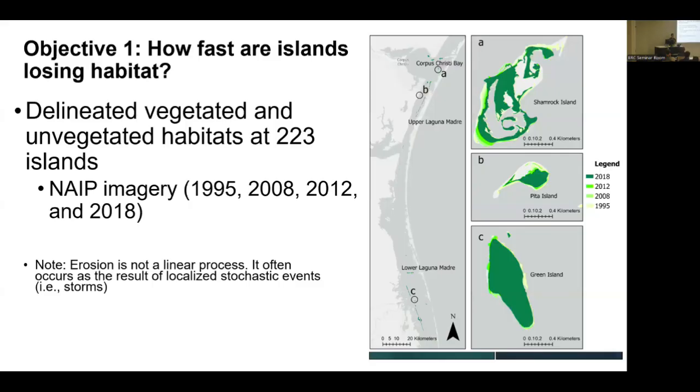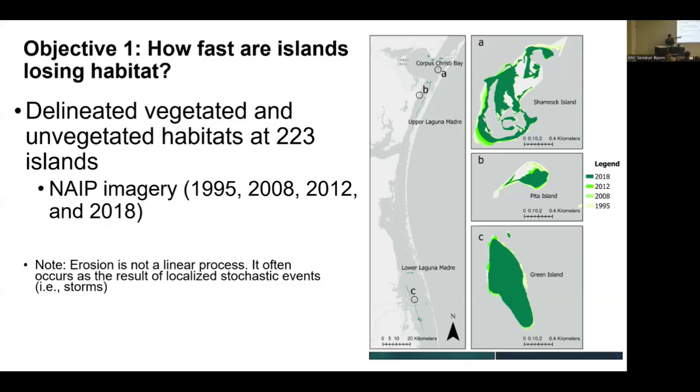And so to do this, we delineated imagery from the National Agricultural Imagery Program, or NAIP imagery, from 1995, 2008, 2012, and 2018. We delineated vegetated and unvegetated habitat at 223 islands from Redfish Bay south through the lower Laguna Madre. And we did that because there are birds that nest on bare substrate on these islands, and there are birds that will nest on vegetated substrate.